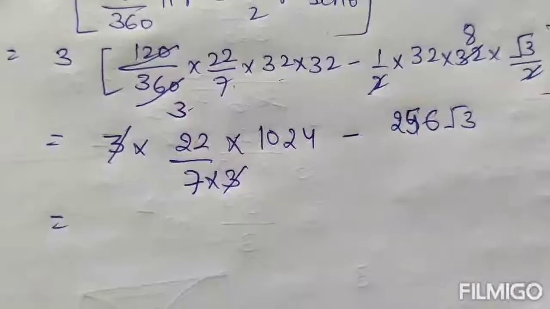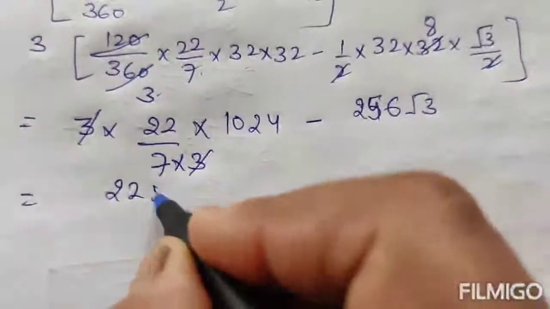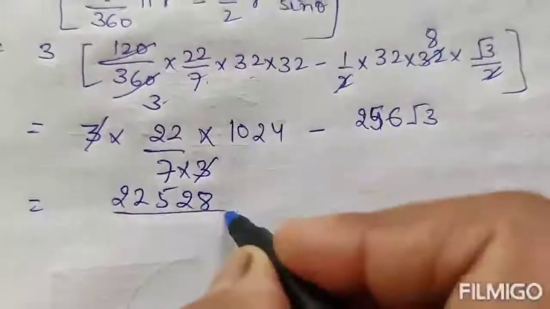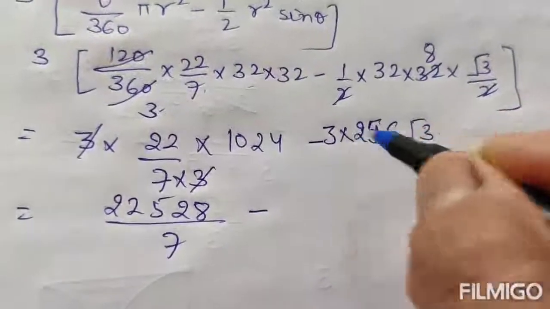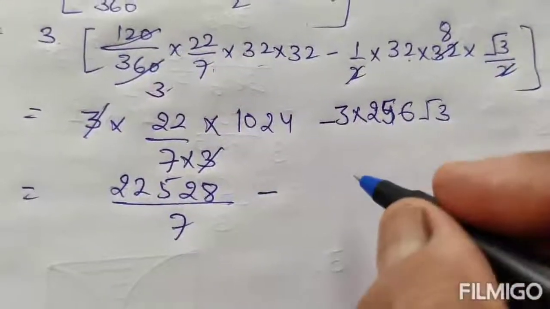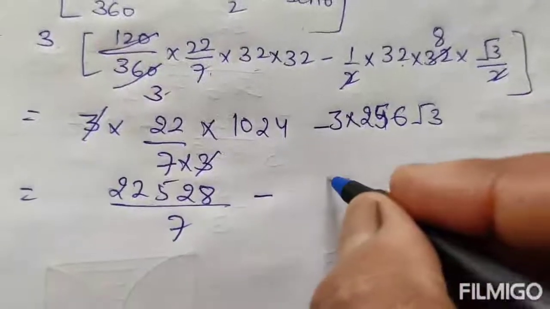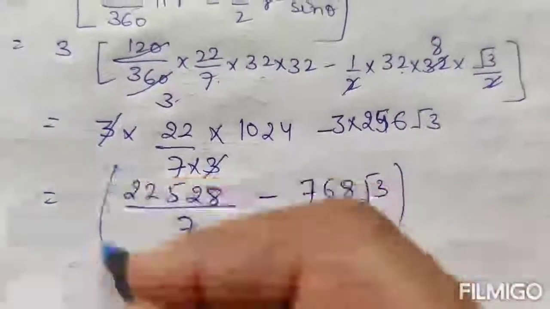Now solving this, multiplying by 22, 22528 by 7 minus 8. 3 multiplied also here. 3 multiplied in this we get 768 root 3. This is the area of design.